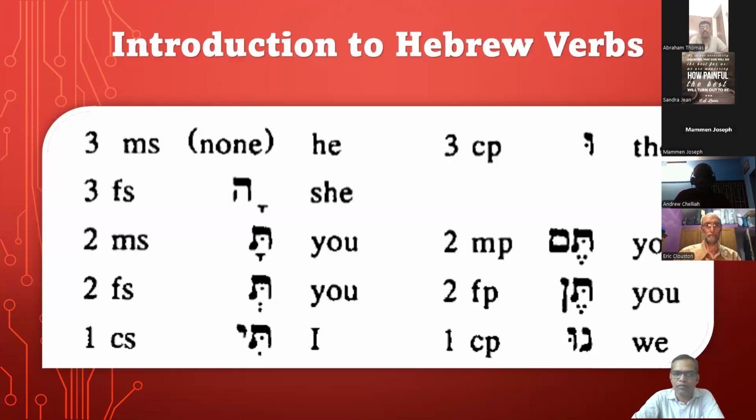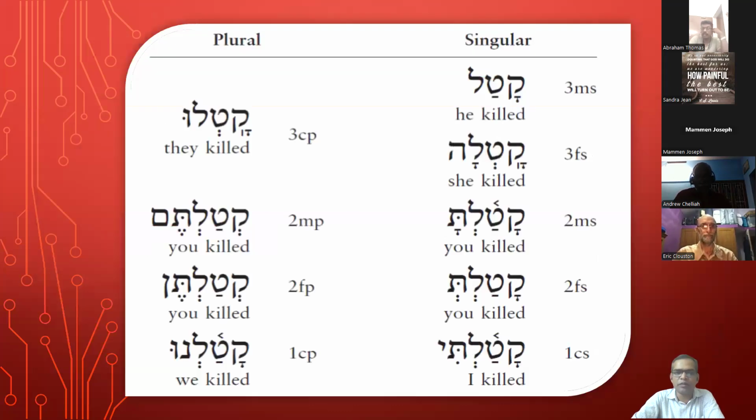And then third common plural, shureq. That means for third common plural, for masculine and feminine, the same form. Second masculine plural, tem. Second feminine plural, ten. First common plural, nu. Let me explain this to you with an example.